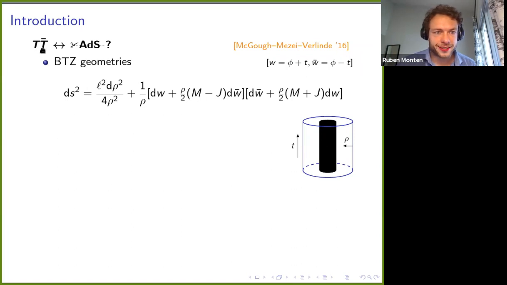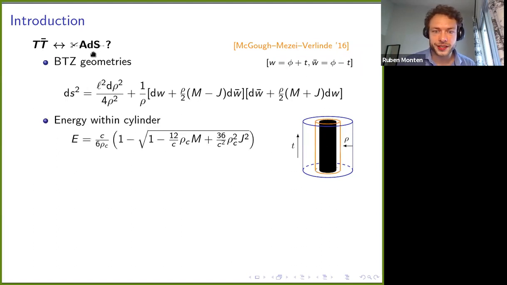So the relation with the TT bar deformation comes about as follows. Let's consider, this is what the authors did, one of the things they did. Let's consider not the full space, but let's draw this orange cylinder here around the black hole state, some state with a particular energy eigenstate, really. And let's calculate the energy contained in this orange cylinder. You can do this by calculating essentially the quasi-local energy using formulas going back to the work of Brown and others in the early 90s. And the result of this calculation is as follows.